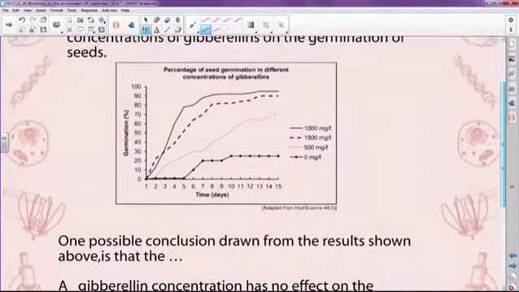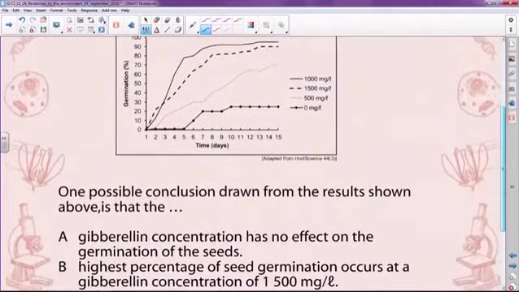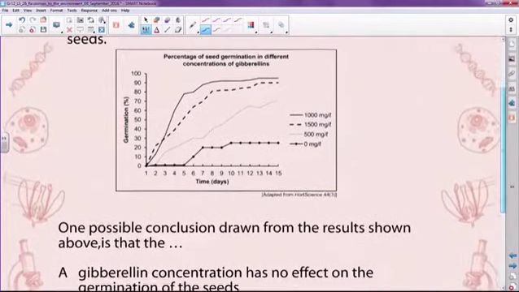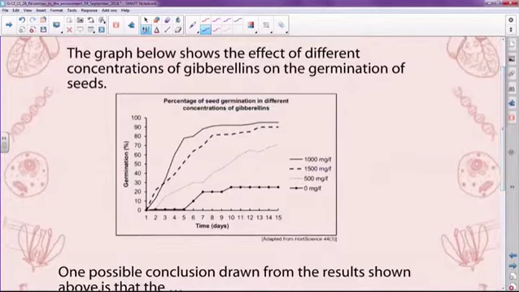So, hope you got that right and it wasn't too confusing as I was moving it up and down, and you got it all, so you could read it quite carefully. Now, I'm just going to turn the page and we're going to have a look, because it's exactly the same question. Draw from the results shown above, gibberellin concentration has no effect. It's exactly the same question. Now, which one is going to be the best?